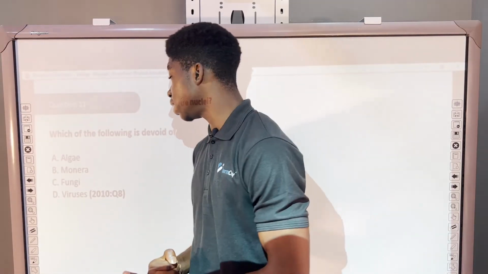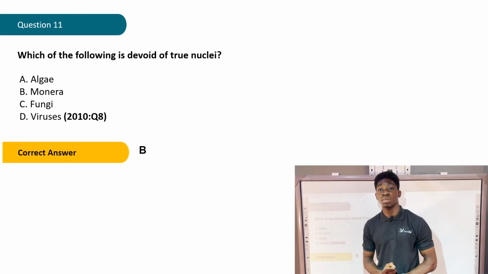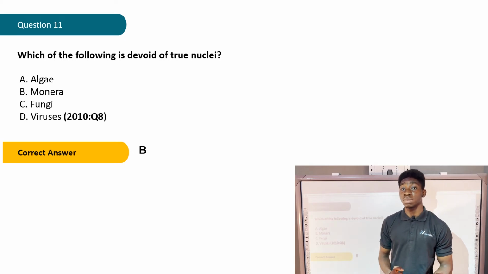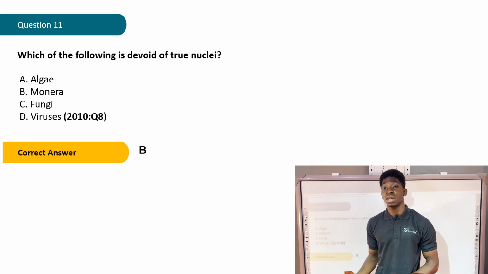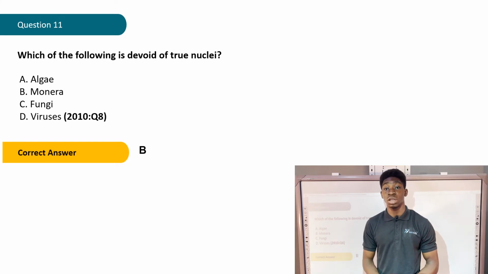Now let's see what the correct answer is. The correct answer is B, Monera. The correct answer is Monera because all of the other organisms there are eukaryotes, and Monera is the only one that is a prokaryote. One of the features of prokaryotes is that they don't have a true or definite nucleus.